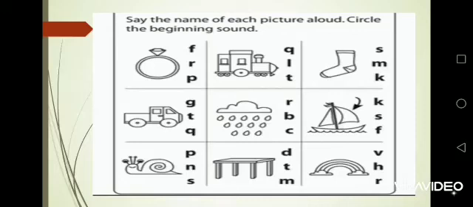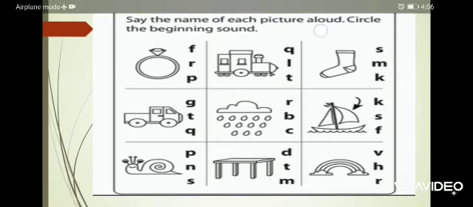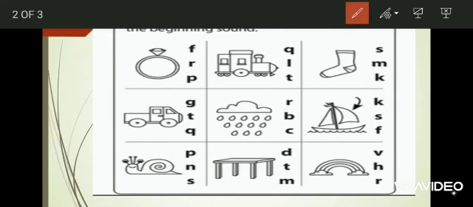Like the first picture is ring. Very good. And the letters we have are f, r, and p. And ring starts with the letter r. Very good. So we will circle the letter r. Circle letter r. Like this.